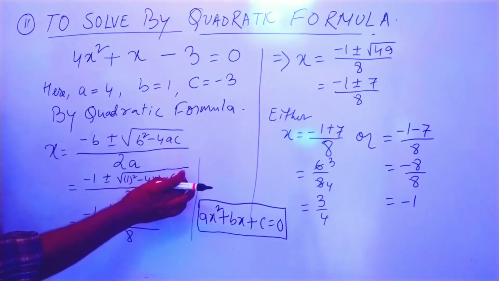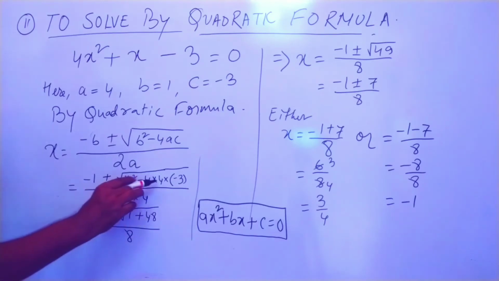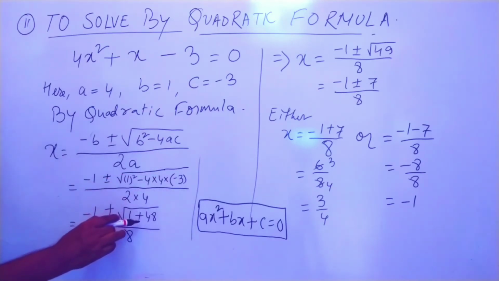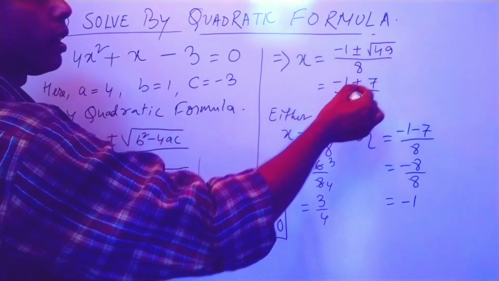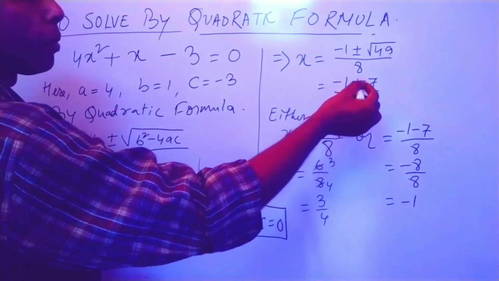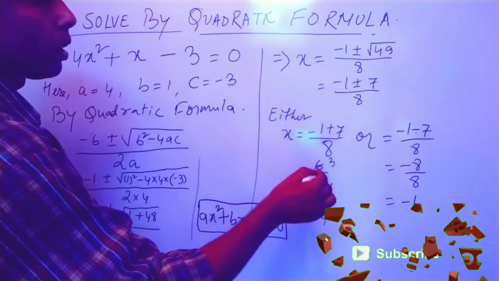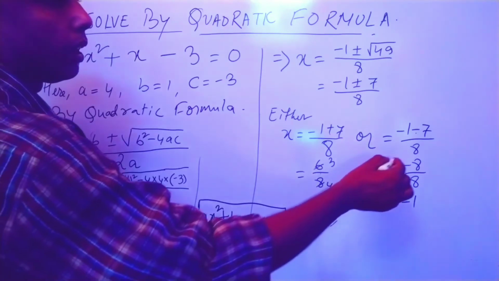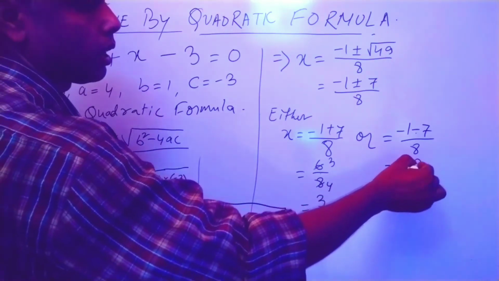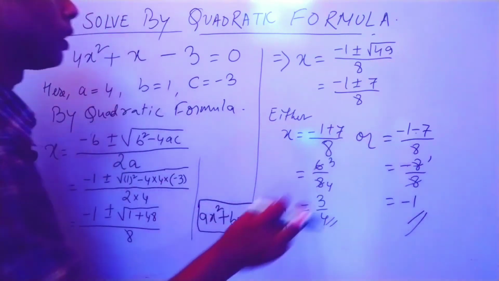If it is negative, we write it inside a bracket. So we get 2 into 4 in the denominator, minus 1 plus minus root over 1 plus 4 times 4 is 16, times 3 is 48, minus into minus is plus. So 48 plus 1 is 49, and the square root of 49 is 7. Either x equal to, we take the positive sign once and the negative sign once. Then we get 7 minus 1 as 6 divided by 8, which is 3 by 4, and here minus 8 by 8, so the answer is minus 1. The answers are 3 by 4 and minus 1.